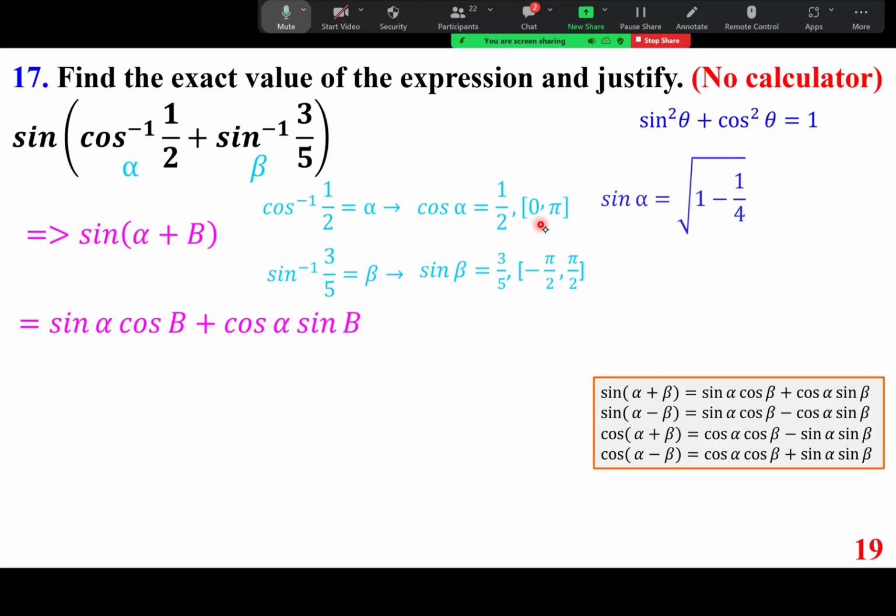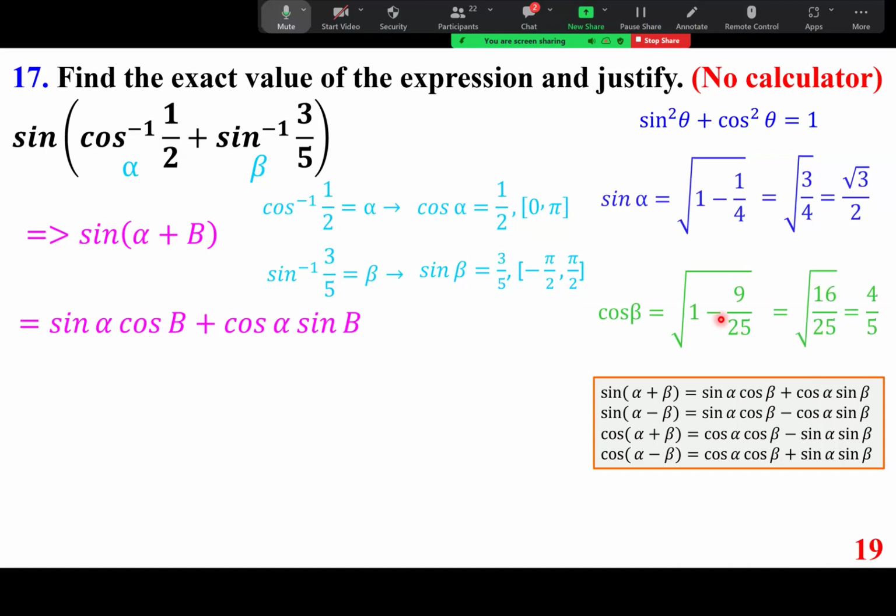So that's 3/4, and it comes out as square root of 3/2. Cosine of beta: sine beta takes place in the fourth and the first quadrant. Therefore, cosine is positive because cosine is positive in those two quadrants. So square root of 1 minus sine squared. So 1 minus 3/5 squared is 9/25, which makes it 16/25, which comes out as 4/5.